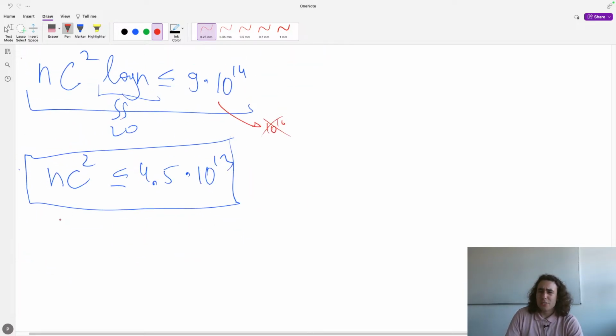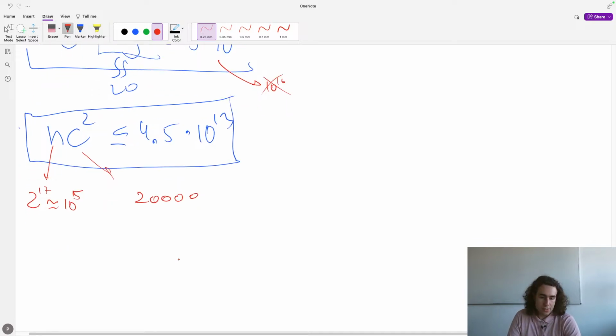So for example, we can look at some specific values of n and what values of c we get. For example, if we have 2 to the 17, which is a bit more than 10 to the 5, you can use C, which is also 10 to the 5. No, this doesn't work. Doesn't make sense. No, I'm looking at the wrong table. We can use values that are at most 2 times 10 to the 4, so 20,000.